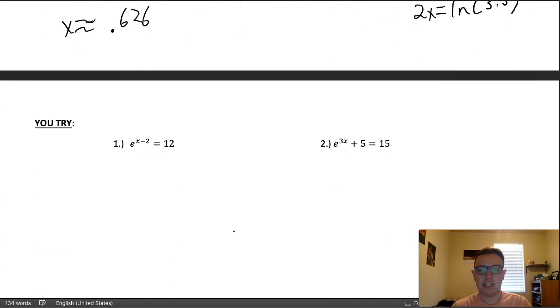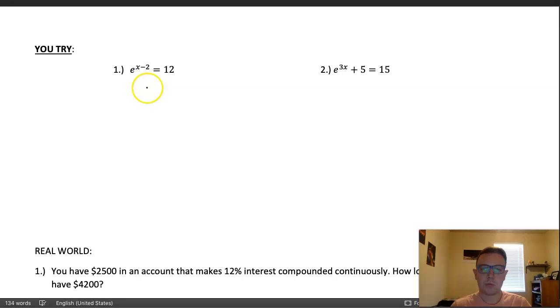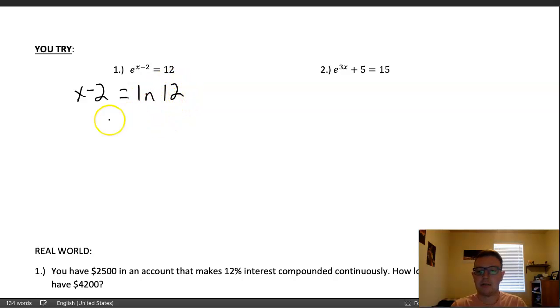All right, let's have you all try a couple. What is the value of x going to be in e to the x minus 2 is equal to 12? To start off, we have a base e. Using either method, we're going to take the natural log. When we do, we have a base of e, so we'll get rid of that. We have x minus 2 is equal to, we move the e over to the other side, it'll become the natural log of 12, or the log base e of 12.